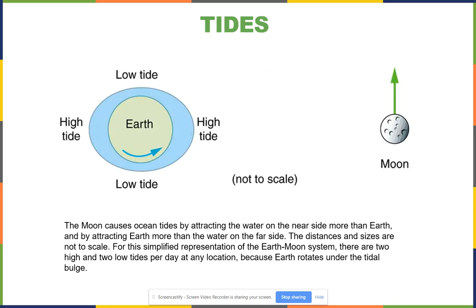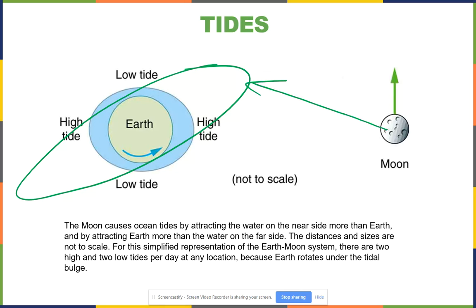Because they lead the Moon just a little bit, and I'm going to grossly exaggerate, here are my high tides. This is going to have a forward pull on the Moon. Now you can say, but there's a backward pull here. But because it's much farther away, it's a weaker pull. So there's a net forward pull on the Moon because of the high tides that are created by the Moon's gravitation and the Earth's spin.